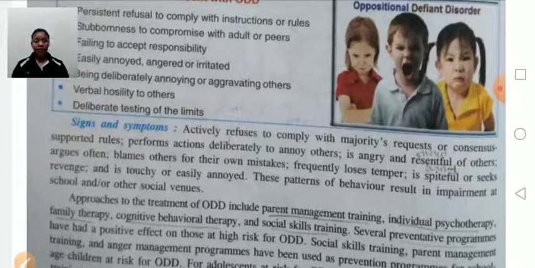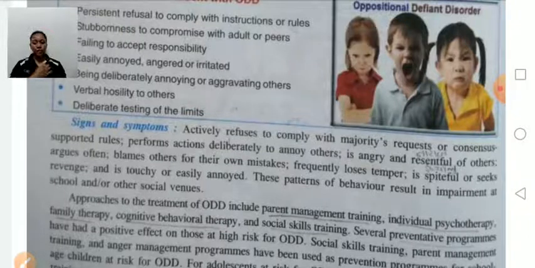are actively refusing to comply, meaning actively refusing most requests or instructions. He will refuse to obey the guidelines, get angry, argue with others, blame others, make a lot of mistakes, and frequently lose his temper. His temper will be high, he seeks revenge. He wants to take revenge on others, is easily annoyed, etc. These are all the symptoms.